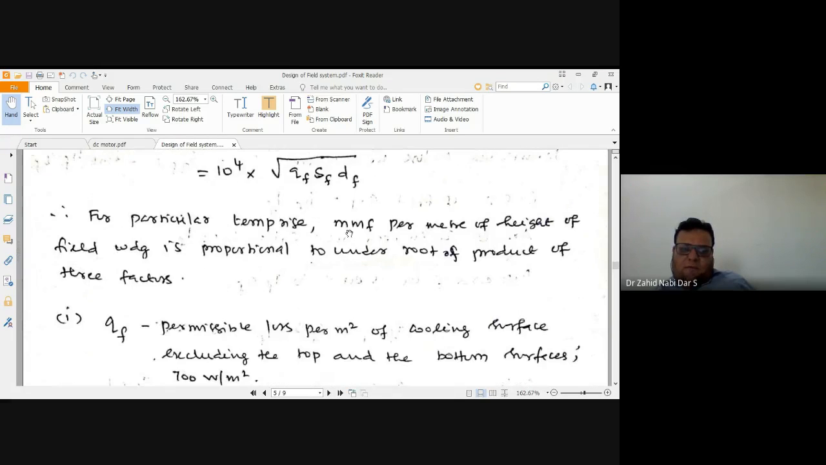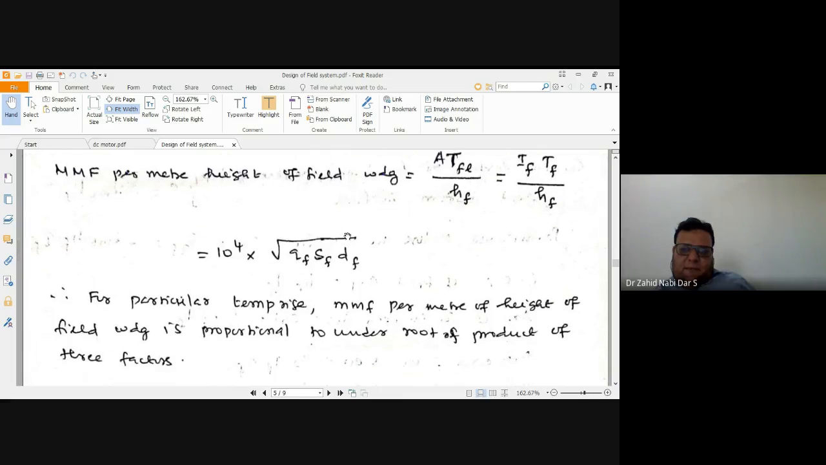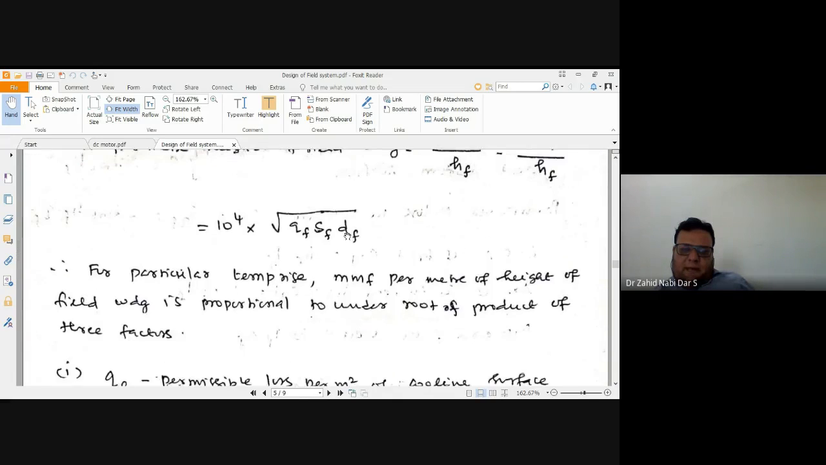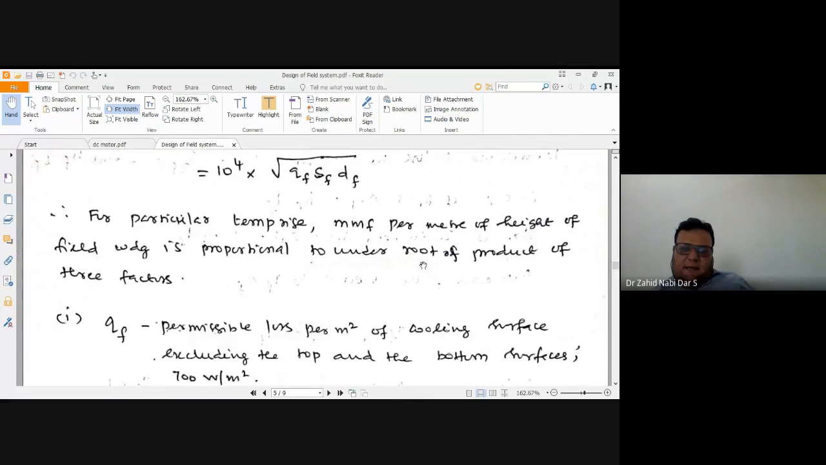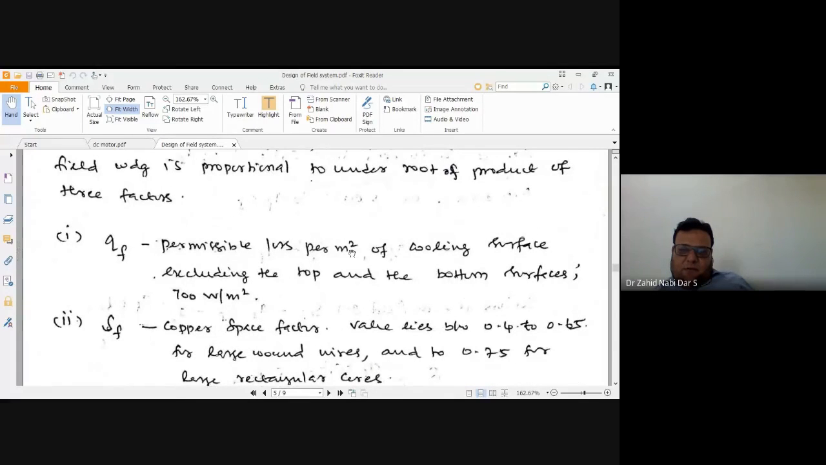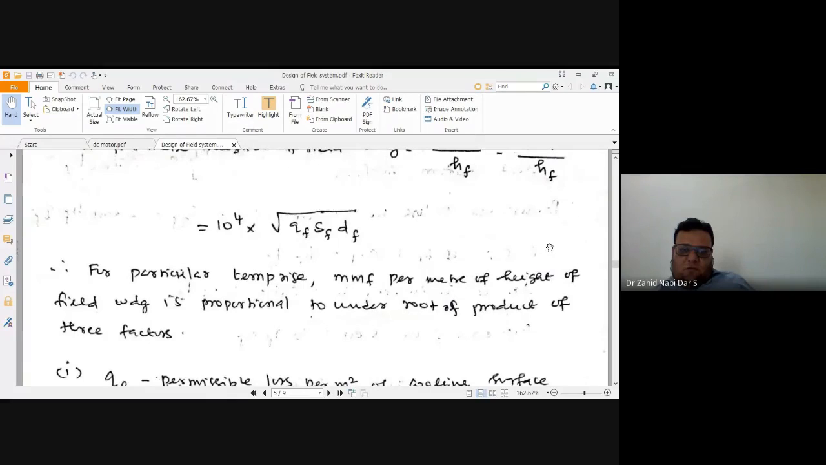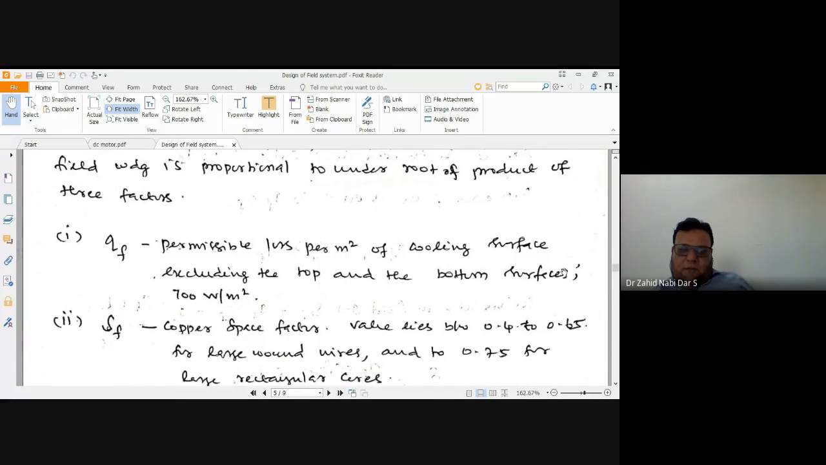So for now, the thing is that MMF per turn, what does it depend upon for particular temperature rise? Now suppose you have a particular temperature rise, your MMF per meter of height of field winding is proportional to under root of product of three terms. Now three terms, what are these three terms? The number one term is permissible loss per meter square of cooling surface. So this is the permissible loss, excluding the top and the bottom surfaces.